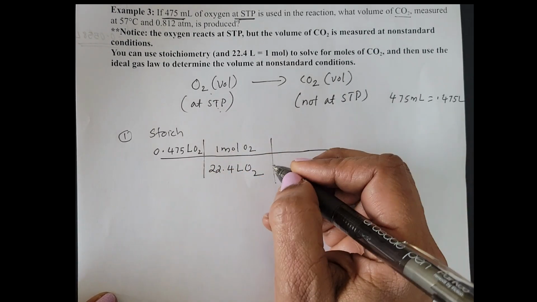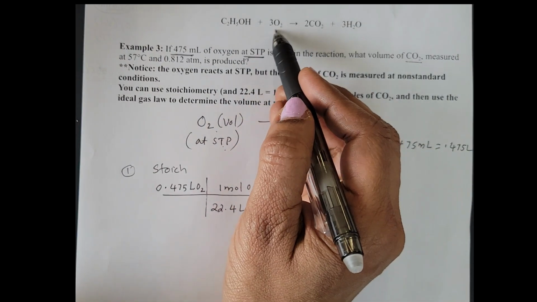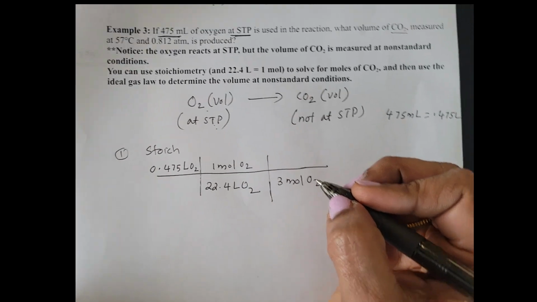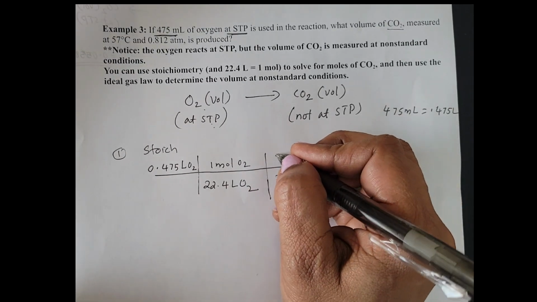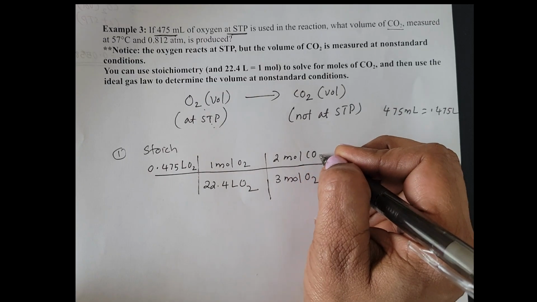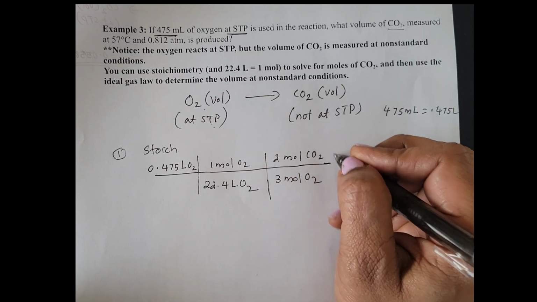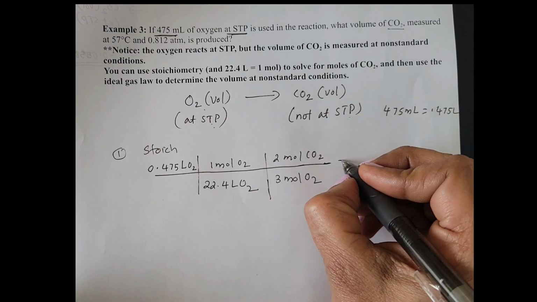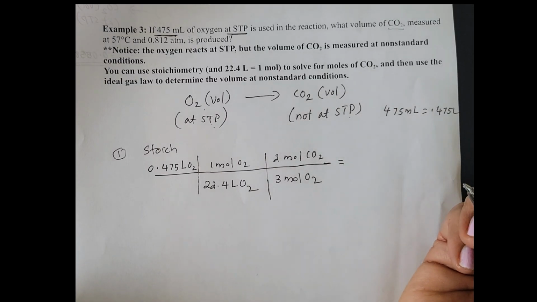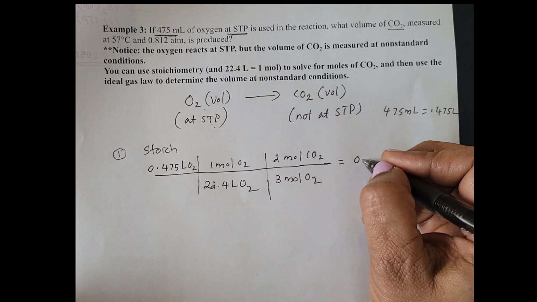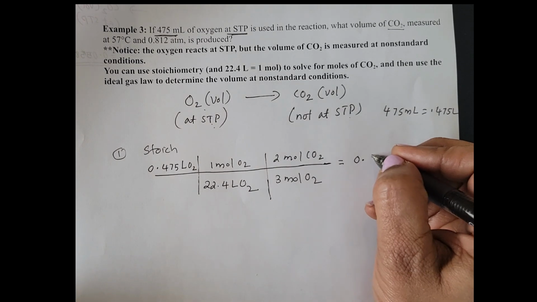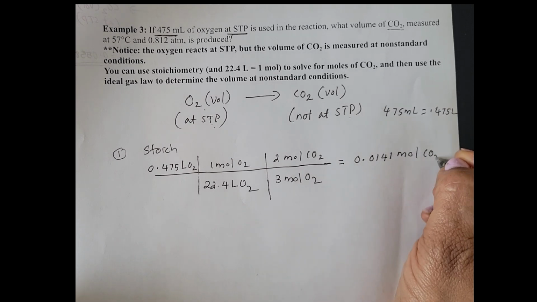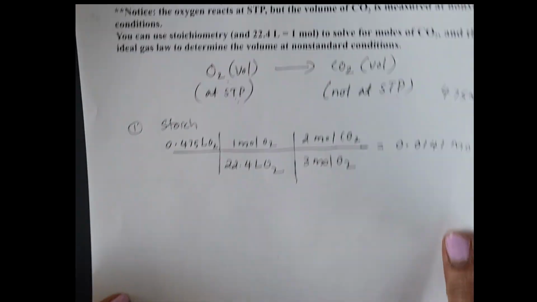Now use the mole ratio from the equation, which is 3 moles of oxygen will produce 2 moles of CO2. But you cannot go further because this one is not at STP. So we are stopping here and calculating the number of moles there. So that is 0.141 moles of CO2.